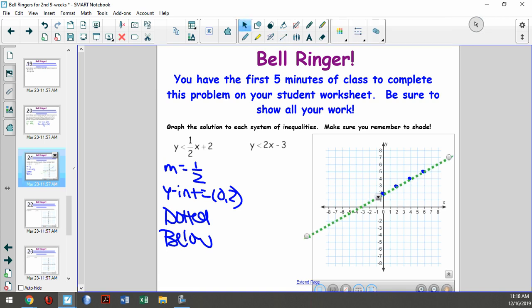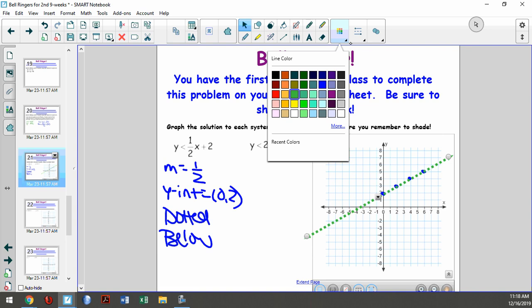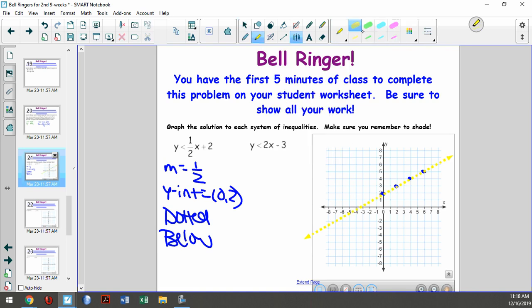And we said our shading is going to be which direction? We said below that. I changed my line color. Isn't that great? Didn't mean to do that.